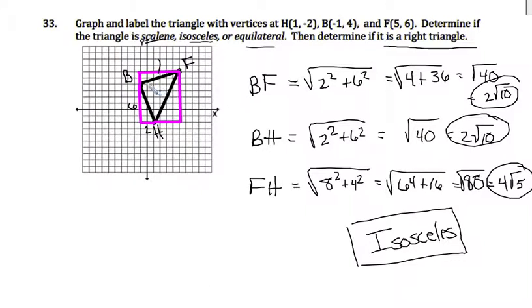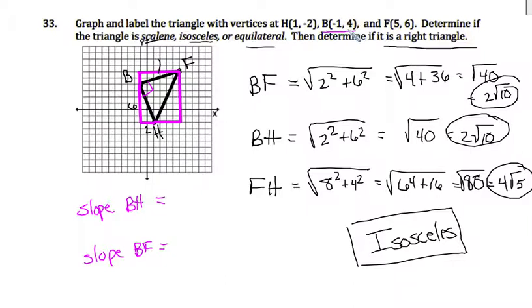The only one that looks like it could be a right angle would be angle B. So what I'm going to check is the slope of BH, and I'm going to compare that to the slope of BF, because if these two run into each other in such a way that they're perpendicular, then that is a right triangle. And perpendicular lines have slopes that are opposite reciprocals. So I'm looking for opposite reciprocals.